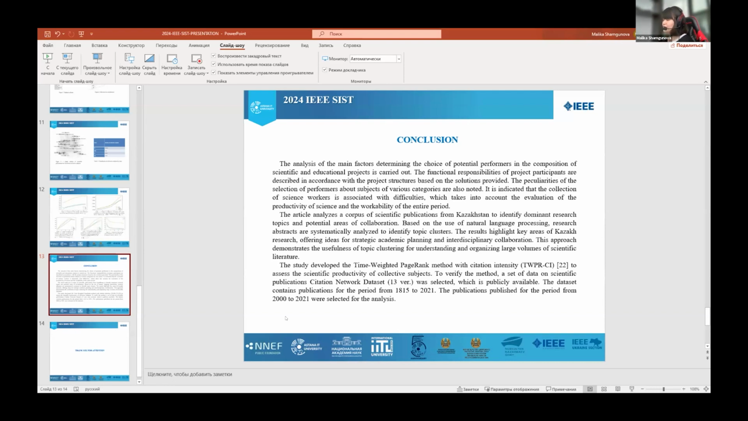And the first dataset was collected through the Scopus API, the Scopus database.